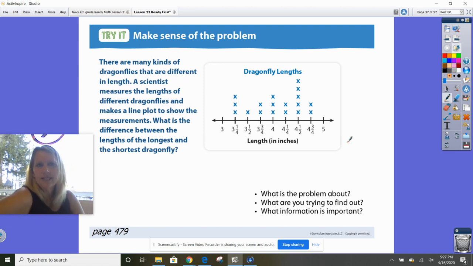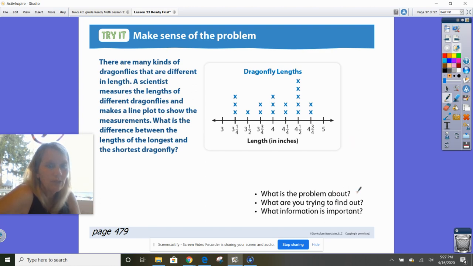Next, here's our making sense problem to try. First read, we ask ourselves, what's the problem about? There are many kinds of dragonflies that are different in length. A scientist measures the length of different dragonflies and makes a line plot to show the measurements. What is the difference between the length of the longest and the shortest dragonfly? So, sounds like it's about a scientist measuring dragonflies. I'm not sure why. Maybe that tells them something about their health. I do not know my dragonflies.